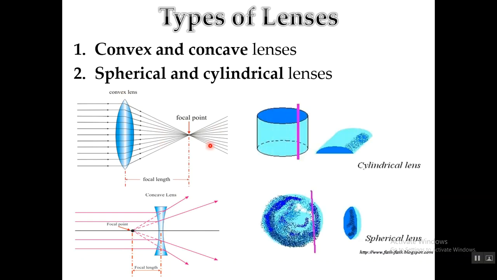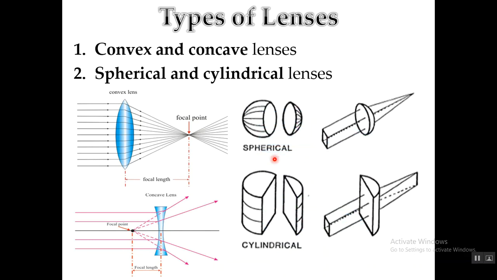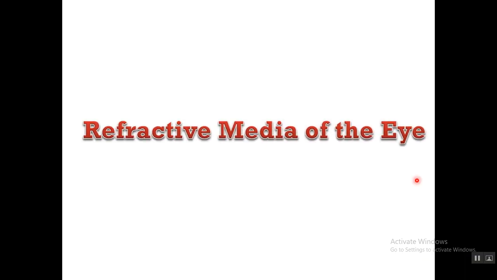What about the spherical or cylindrical? Cylindrical lenses are a part of a cylinder, but the spherical is a part of a sphere. What's the difference between them? The spherical lens will converge the light into a point, but the cylindrical lens converges the light into a line, not a point. So back to our main topic.